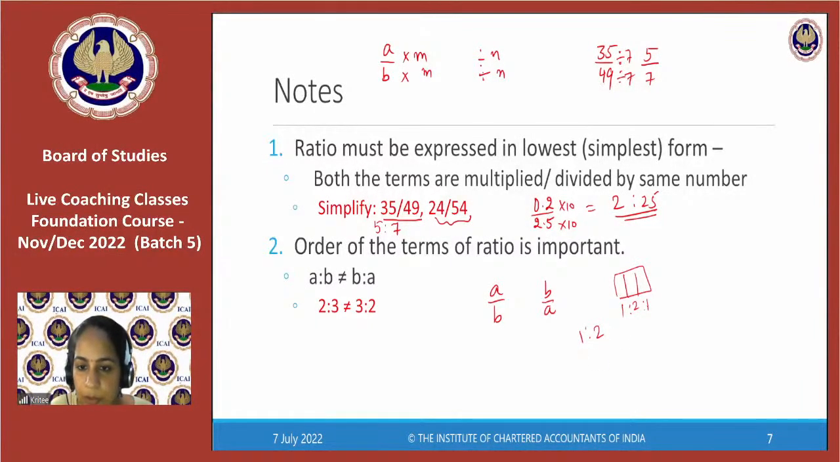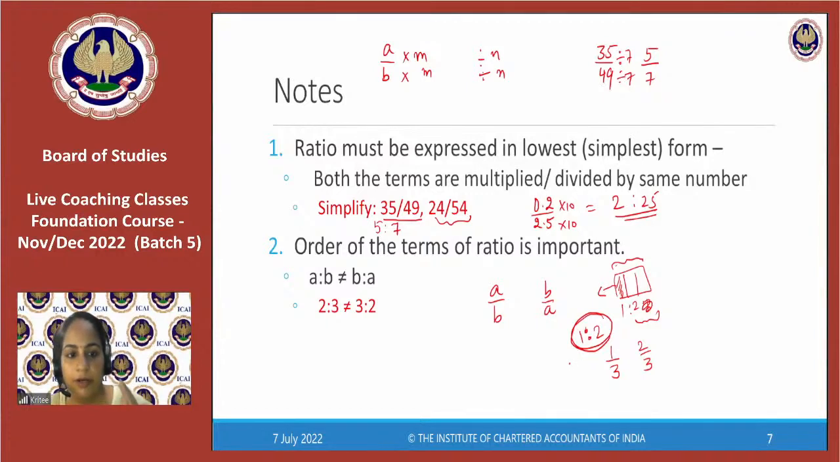If I compare this 1 is to 2, what you are intending to do is, okay, we'll ignore this part. I'm saying I'll take 1 out of the entire chocolate, and you're saying you'll take 2 out of the entire chocolate. So I'm getting 1 on 3, you are getting 2 on 3, right? And then someone says that the order of the ratio can be changed and it doesn't matter. It's not like that. Try and understand. The order of the terms is very important.